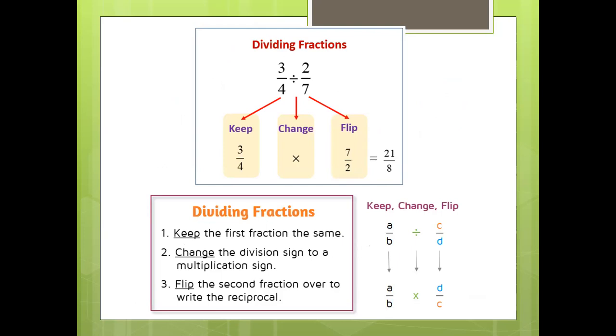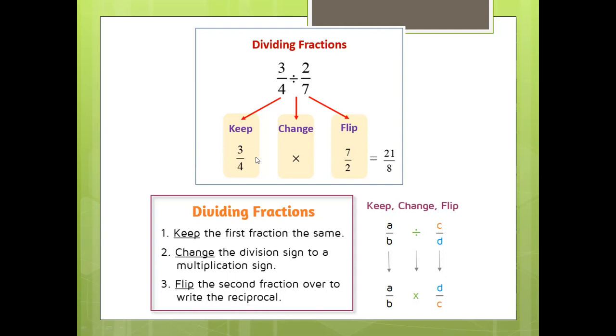And then the next operation is division. So for dividing a fraction, we multiply by the reciprocal of the fraction. So basically, for division, let's check our example. So we have 3/4 divided by 2 over 7. So we keep our first fraction, which is 3/4, and then change the sign into multiplication, and then we flip our next fraction, which is 2 over 7. So if we flip it, it will become 7 over 2.